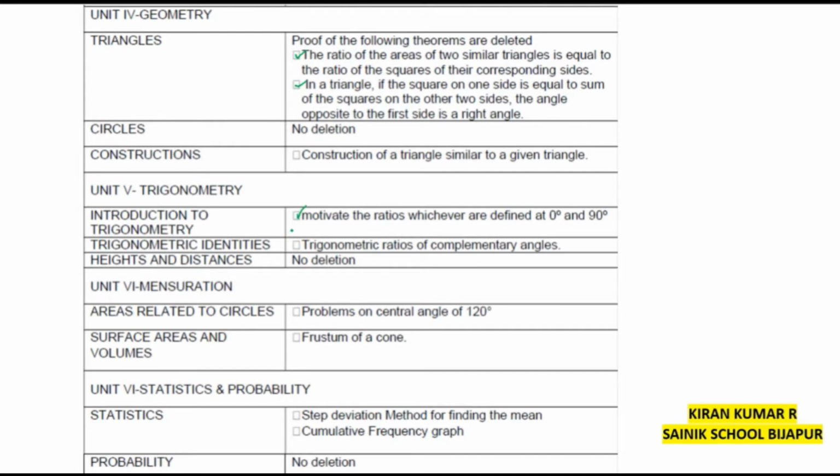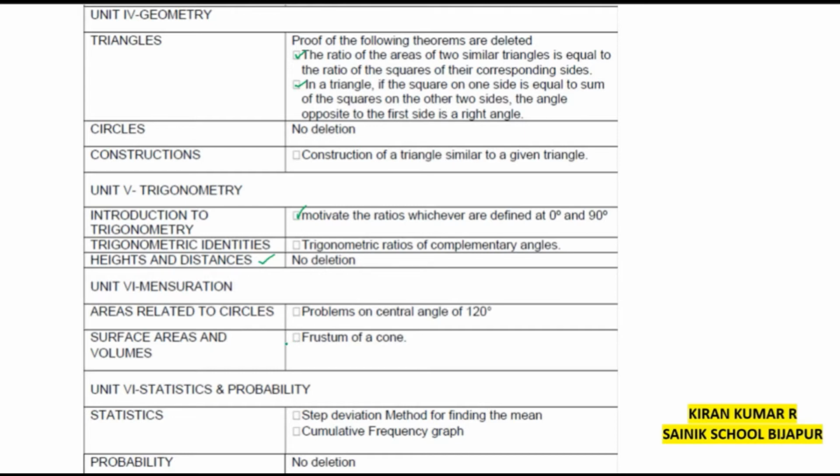In the chapter heights and distances, there is no deletion. This is a very important topic. Some of the questions in UPSC are based on heights and distances. In the unit 6 mensuration, areas related to circles, the problems based on central angle of 120 degree is taken off. In the chapter surface areas and volumes, frustum of a cone is taken off.